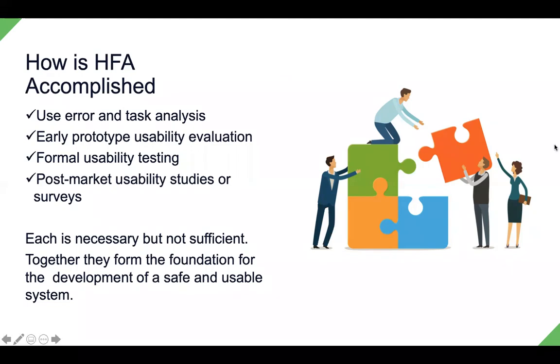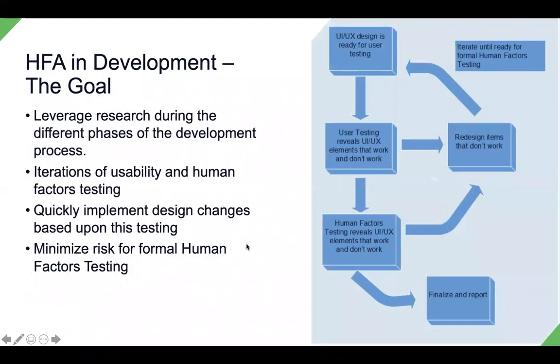So if we start to look now at how this fits into the development process, we have a goal that I've laid out in a flow here, where we take all that research we've done. We come up with a design that we're ready to test. We go to the formative user testing. We redesign our software. We leverage that research throughout the development process. We iterate on things. We iterate on the usability and the human factors testing. And we implement changes to that design based on the testing.